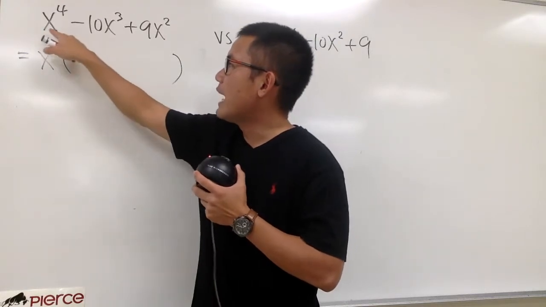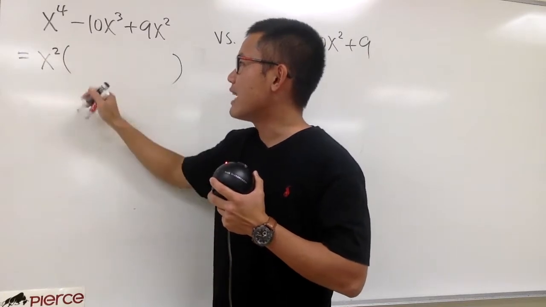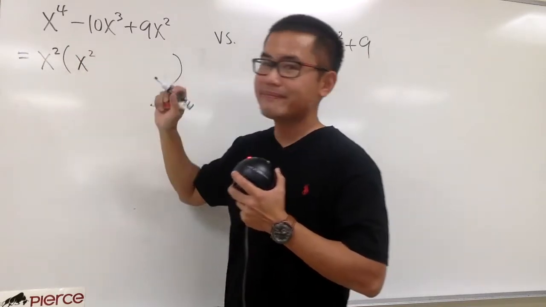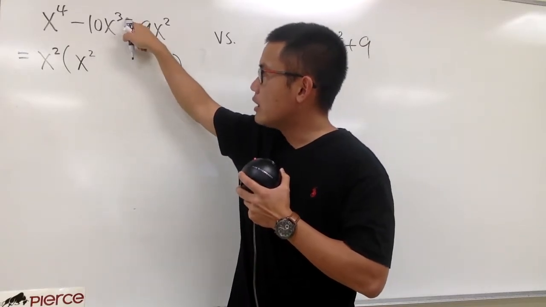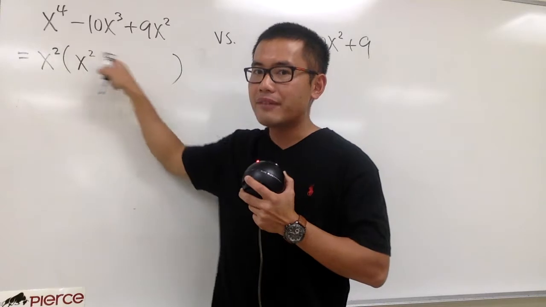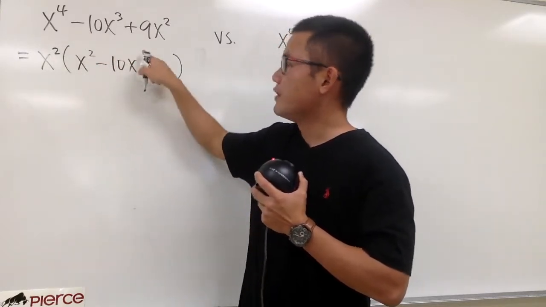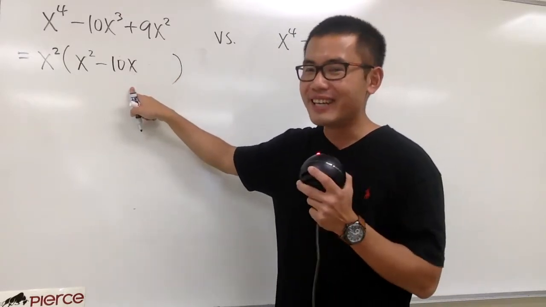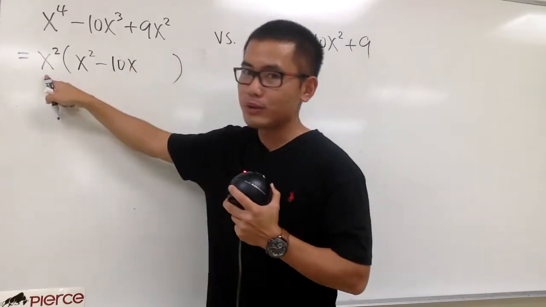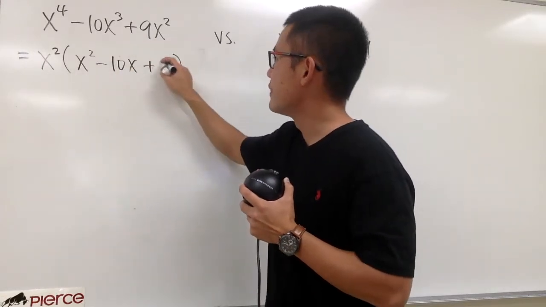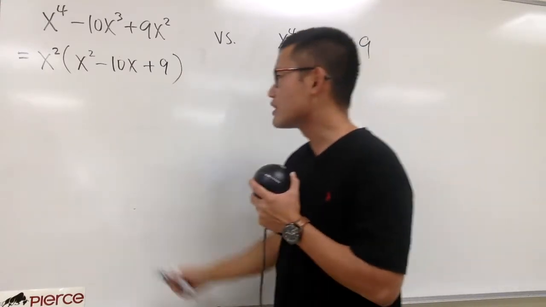Originally, for the first term, we had x to the fourth power, but we took two of them out. That means we have two more left inside, right? So we will have x squared left. And for the second term, originally this was x to the third power, but we took two of them out, so we have x to the first power left. And this is the minus 10x to the first power. And then for the last term, we took the x squared out already, so we just have the plus 9 left, like this.